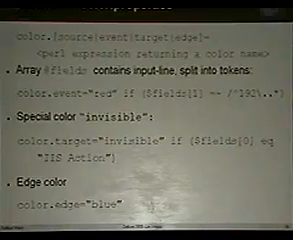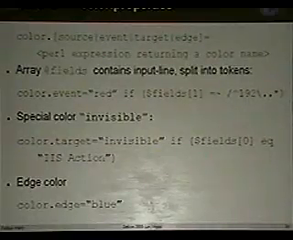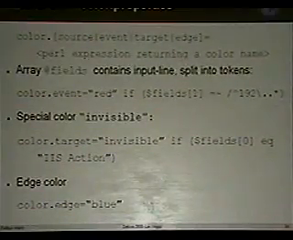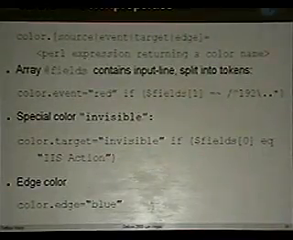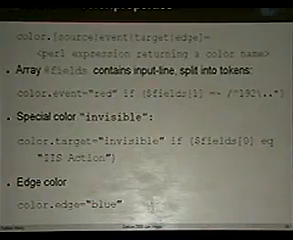Then there is an array called fields that contains the columns that you passed in. For every line, it will evaluate this array. So you can say, for example, the event node is red if the first column, so that's really the second column, if fields 1 matches this regular expression. So if it's in 192, then make it red.